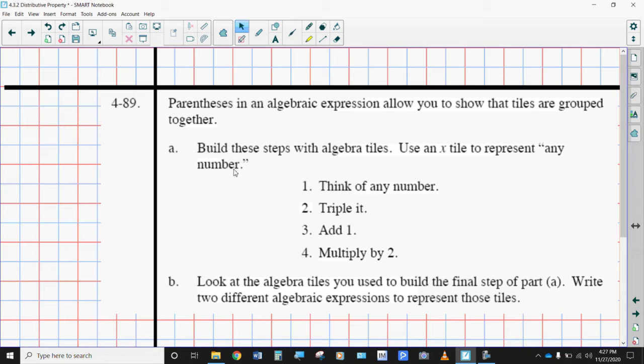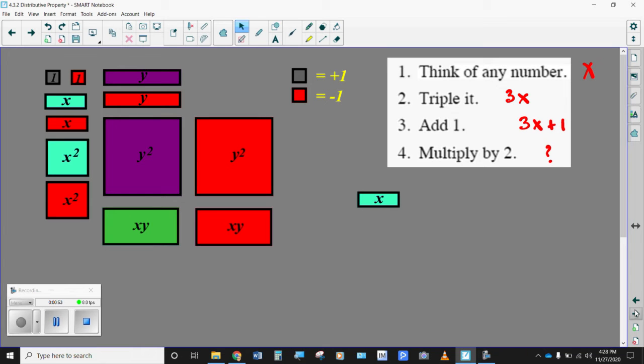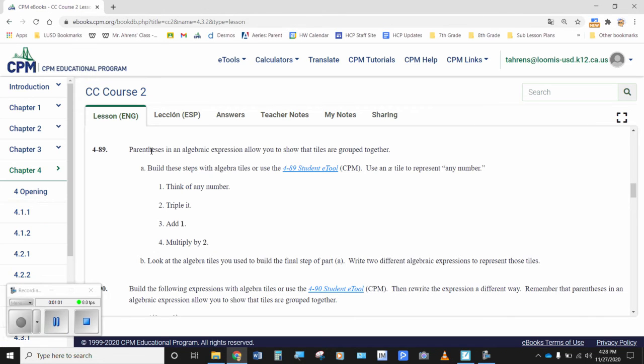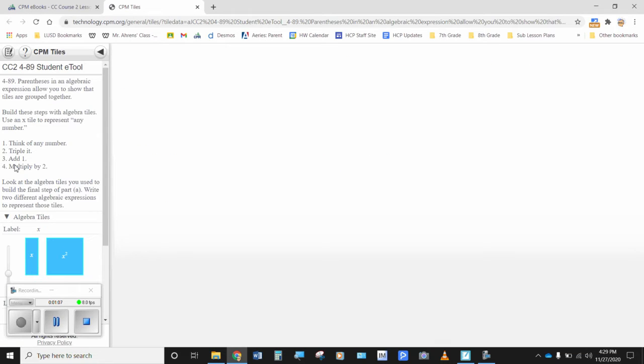Okay, so once again, you don't have access to the tiles in the classroom, but you do have access to the online book, which allows you to use a tool to do this very thing. So let me go ahead and pull that up for a second. Okay, so you can follow along with me. I'm going to do this over here on this next page, or you could do this on your own if you were to pull up the online book, go to problem number 89, use the student e-tool. You click on this, and here are the directions. So it's just a matter of pulling these guys over.